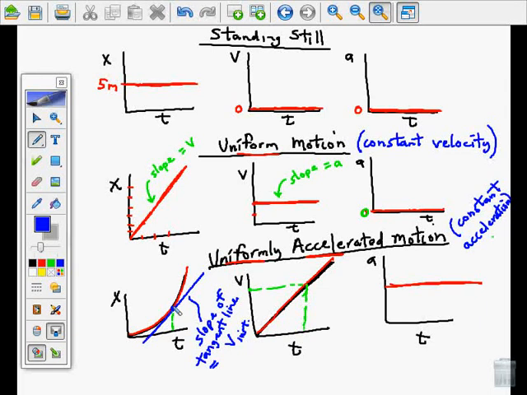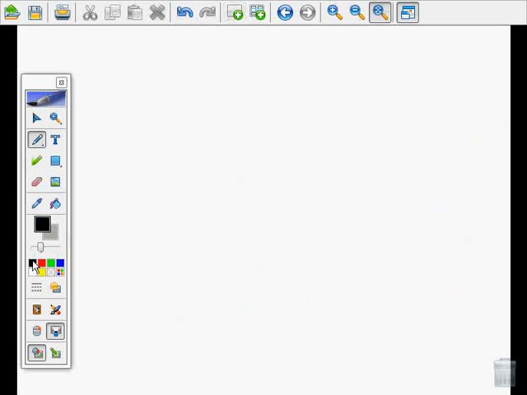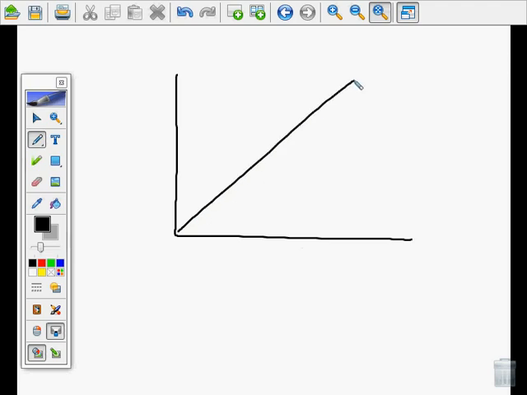So those are the 9 motion graphs you want to know like the back of your hand. Memorize them, and better yet, understand them. But be careful, because a big mistake is people don't look at the axes, and they'll be given a graph like this and be asked, what kind of motion is this? You don't know what kind of motion this is until the axes are identified. So it's so important to look at the axes.